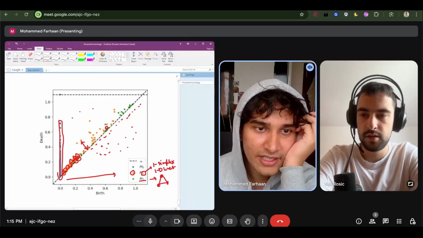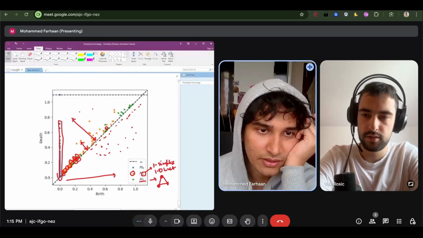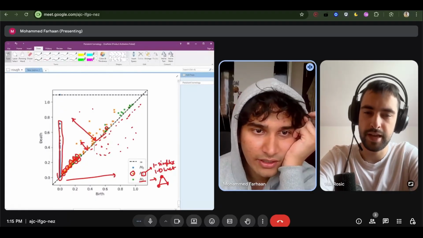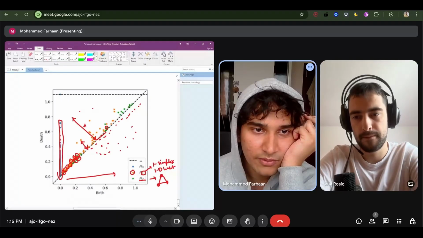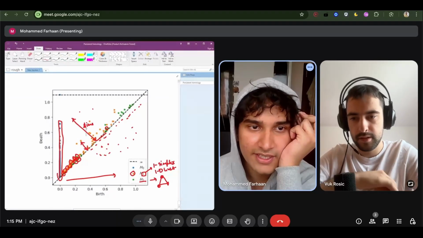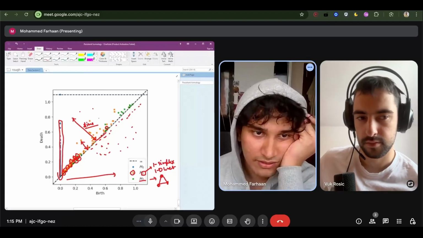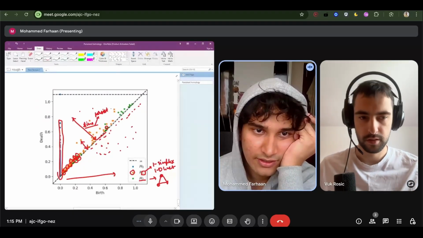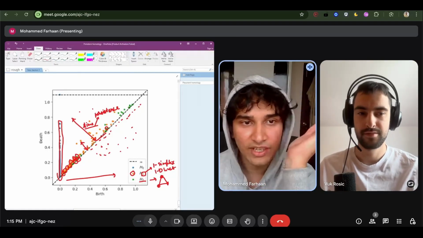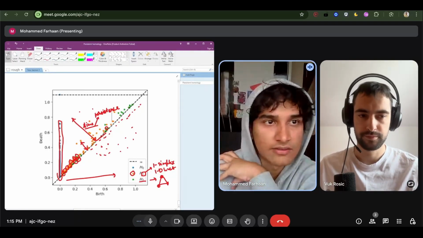But the further this point is from the diagonal line is telling us how much time this thing was alive for. Or in another sense, this tells you the persistence of that feature. So somewhere in this, let's erase everything so that we can actually see.